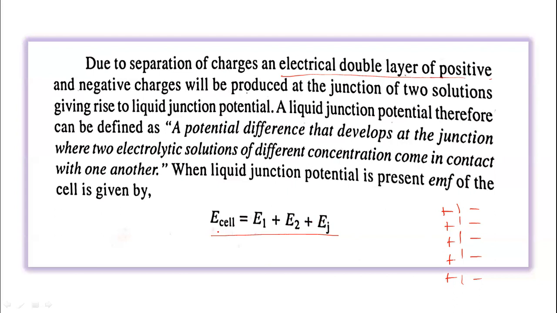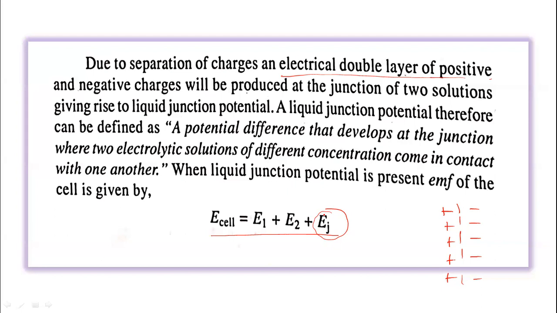Particularly in an electrolyte concentration cell with transference, such a liquid junction potential is developed. If the cell is without transference, then such a liquid junction potential is not developed. Okay. Now, how to minimize this liquid junction potential?